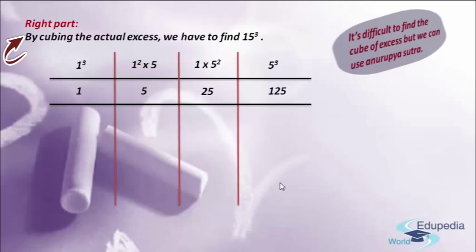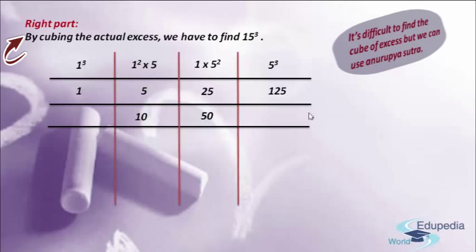After getting all these answers, I am going to place one more horizontal bar below these answers. Now I am going to double the second part answer as well as the third part answer. If you double the third part answer, that is 25, we get 50. And if you double the second part answer, that is 5, we get 10. Again I am placing one more horizontal bar below these answers. Now we have to add up the first row, that is 1, 5, 25 and 125, and the second row, that is 10 and 50.